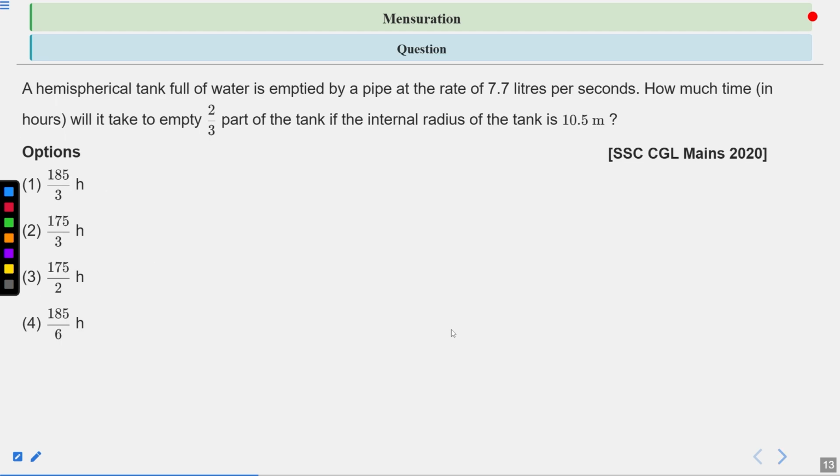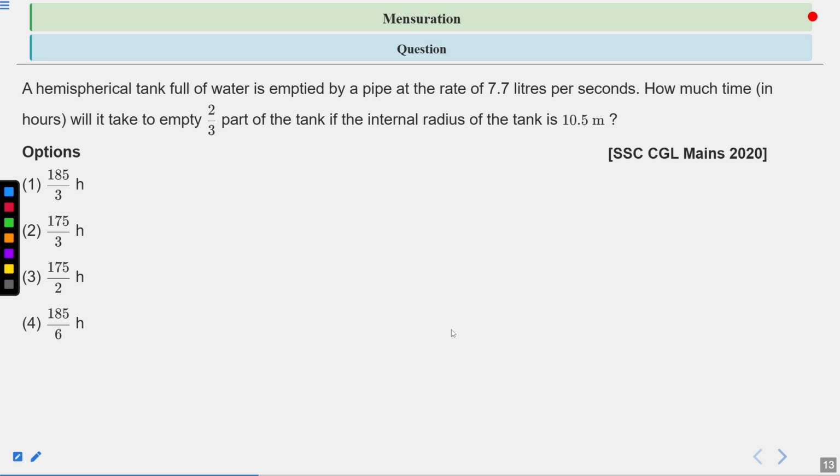A hemispherical tank full of water is emptied by a pipe at the rate of 7.7 liters per second. How much time in hours will it take to empty 2/3 part of the tank if the internal radius of the tank is 10.5 meters? This question was asked in the SSC CGL Mains exam in 2020.